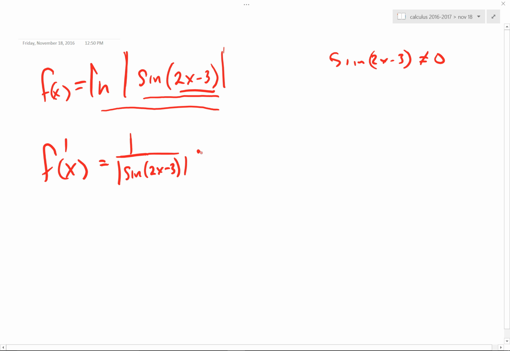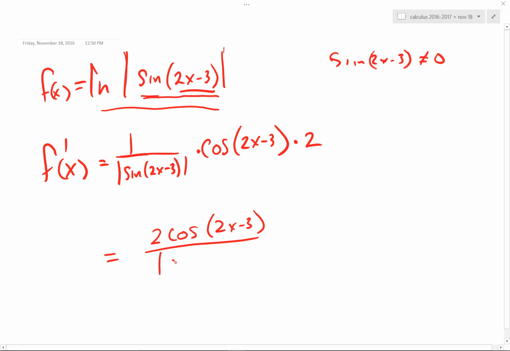Now, times. What's the derivative of the sine function? Cosine. Cosine of who, you ask? Well, 2x minus 3, of course. Hey, what's the derivative of 2x minus 3? 2. So, check it. It feels like this might be my answer. Well, I don't know if I need those or not. Let's go ask Desmos. See what she thinks about it.